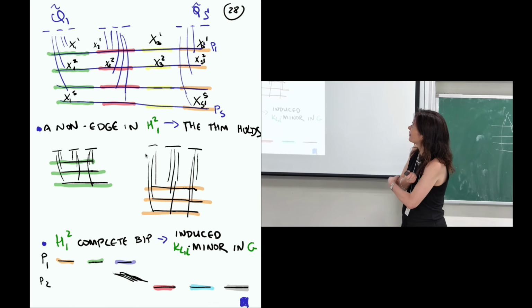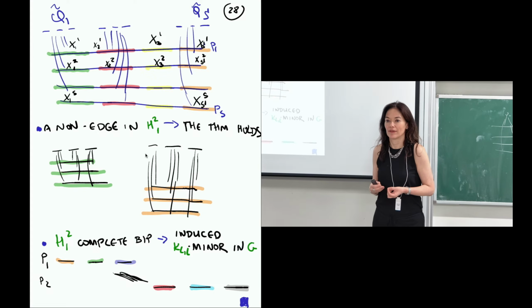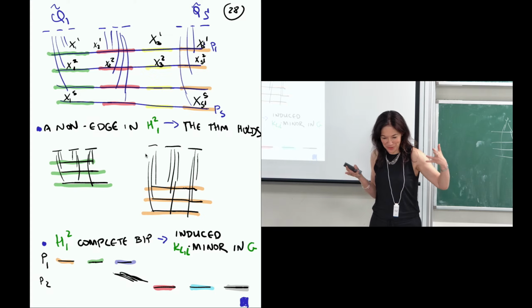Between every pair of paths it's the same graph. And so now I ask, what does this graph look like? All I'm going to ask is, is it a complete vector graph or is it not a complete vector graph?